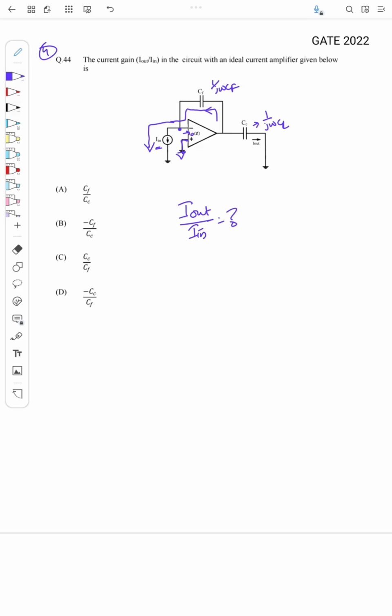Since the current is flowing like this, the voltage drop across the CF is this one, plus minus, right? And that is the same as the V out here. So I can write V out as the current I in into the impedance across CF, that is 1 by j omega CF. That is this voltage, V out. So this is equation 1.